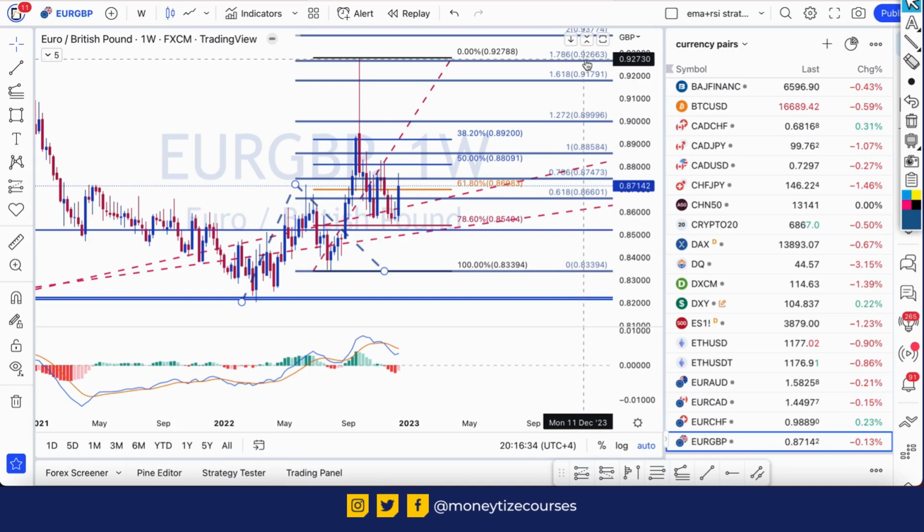weeks. But please keep in mind that after December 23rd, the market would be closed. So if you're getting involved in this trade, please keep in mind that you have to hold this trade for upcoming weeks and days. So it's going to be a mid to long term trade.